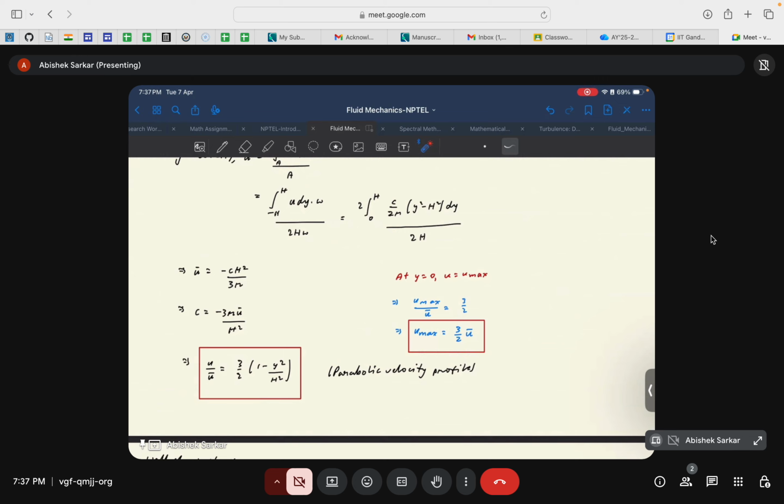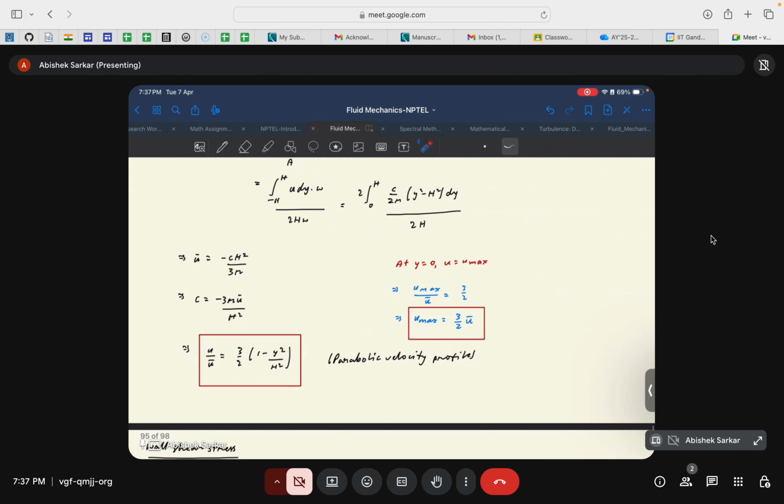It's a simple idea of an even function, how an integration of an even function can be done. And again this is an even function, so we can understand why we did it. If you carry forward the integration, you will get u bar as c h square by 3 mu, or the constant c, in terms of the average velocity, to be equal to minus 3 mu u bar by h square, where c is basically the pressure gradient.